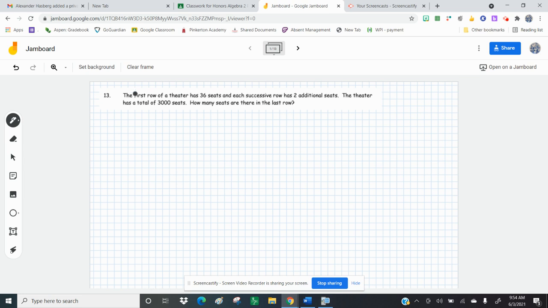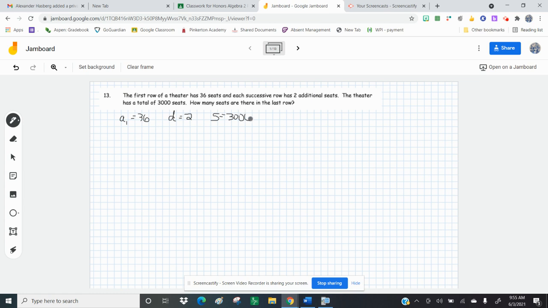So let's take this apart and figure out what our variables are. So the first row of a theater has 36 seats. So therefore, we know that A1 is 36. Each successive row has 2 additional seats. So that's giving me my common difference, which is D. So there's 2 seats. And the theater has a total of 3,000 seats. So that's the sum, is 3,000 seats.